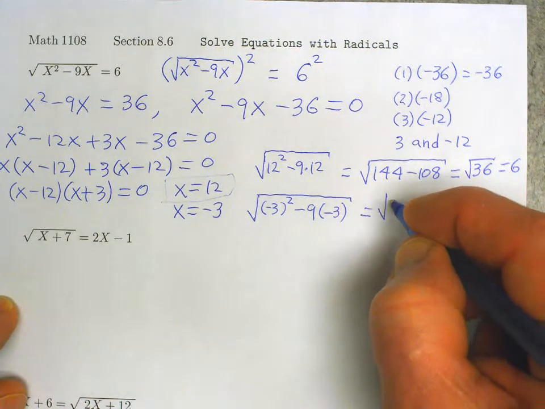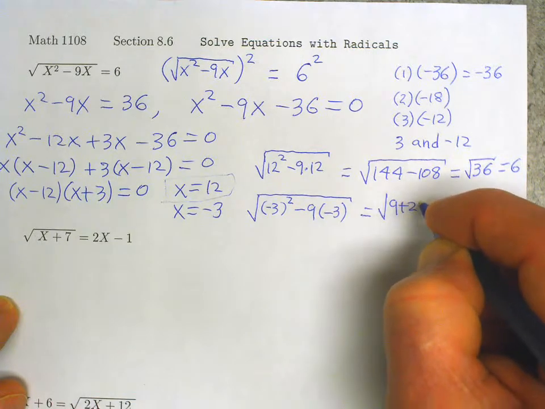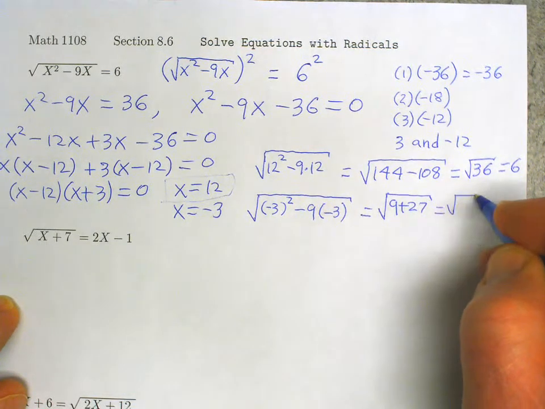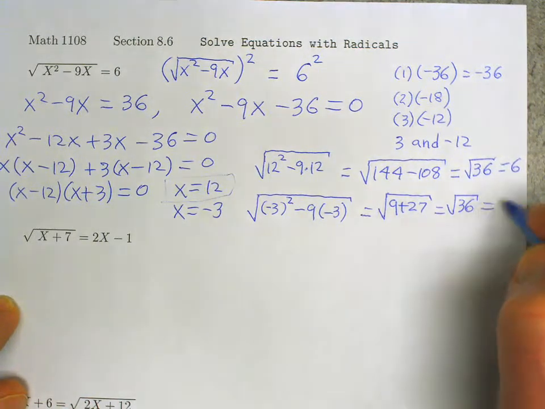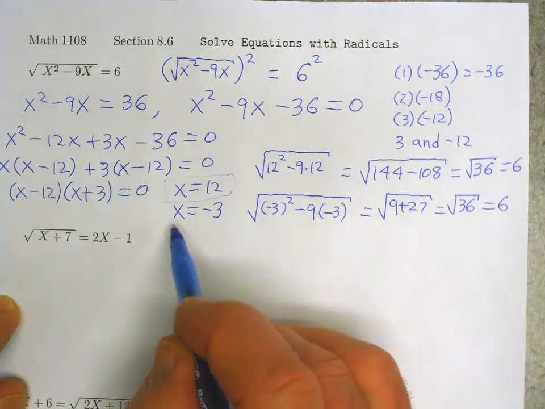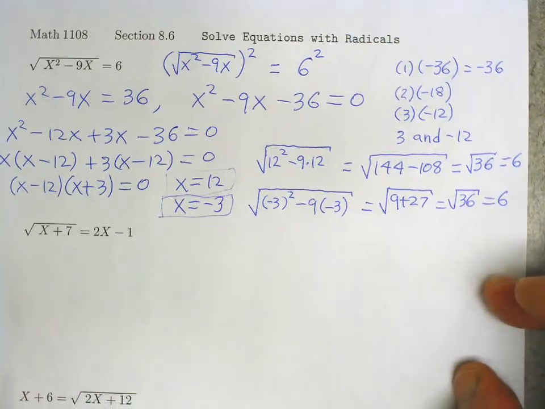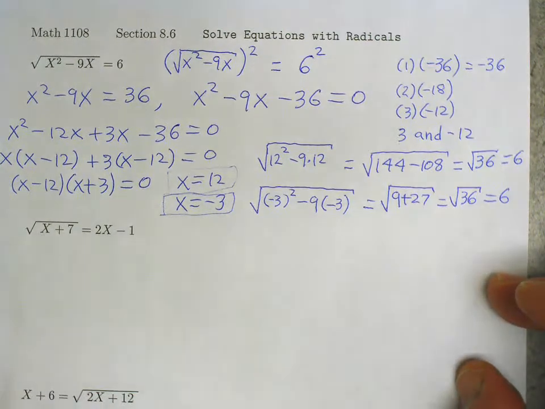So this is the square root of 9 plus 27, which is the square root of 36. And that's also equal to 6. So both of those numbers are solutions. Both 12 and -3 are solutions.